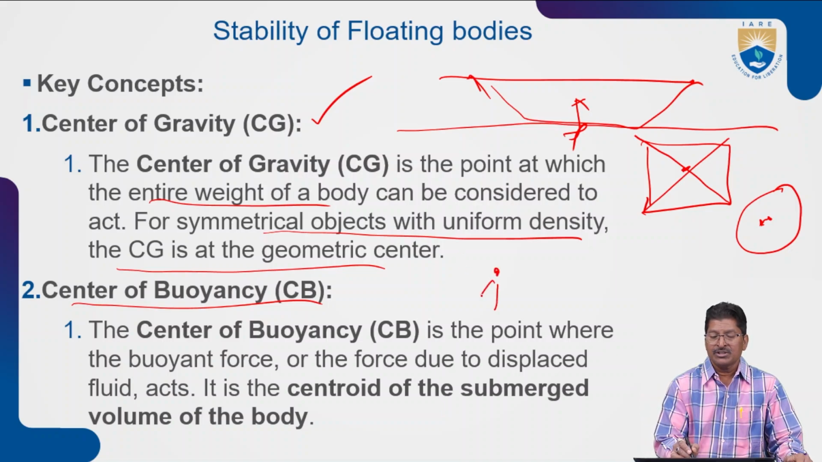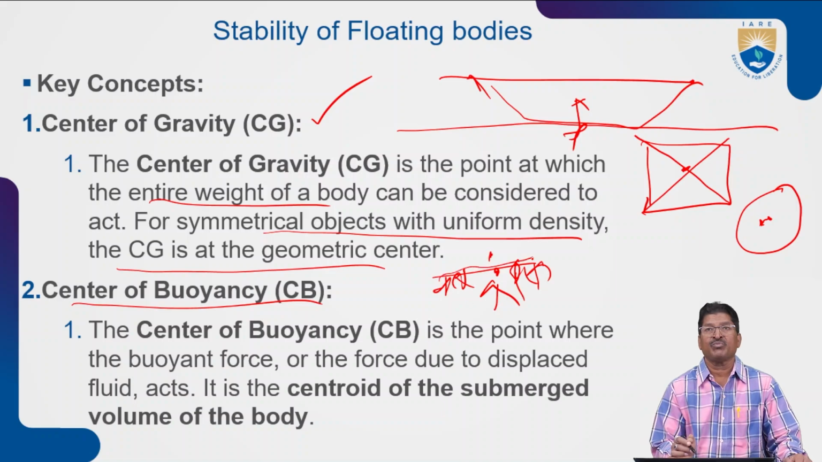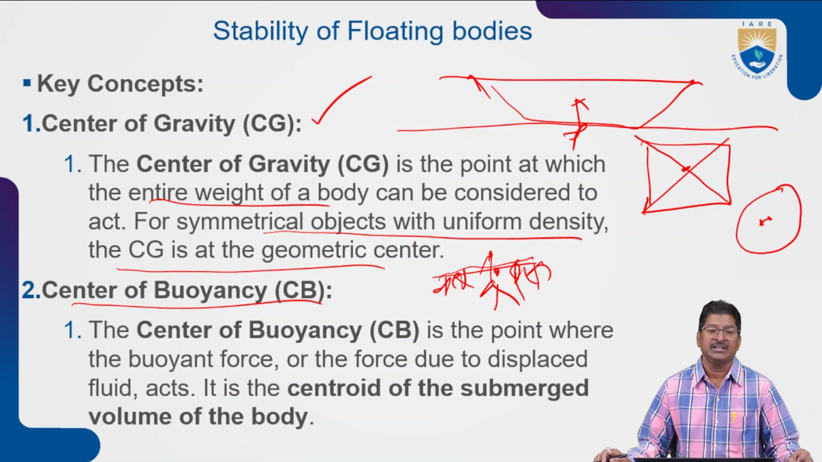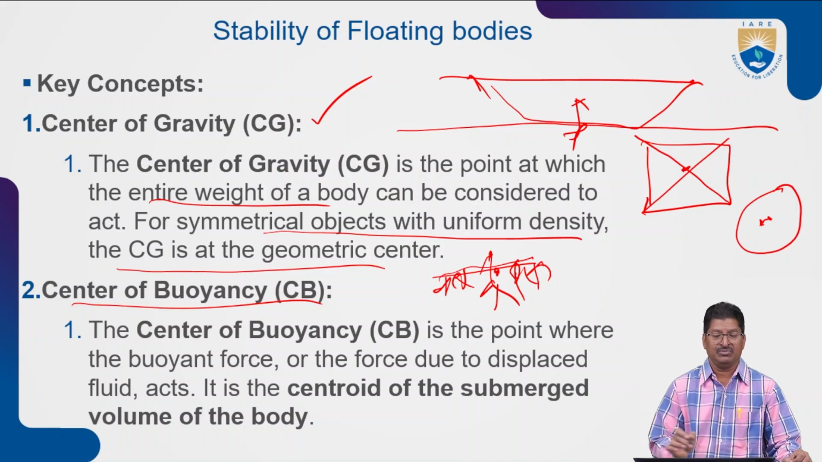So this one is the center. Of course, upward force will be there on the entire body, but there will be some point where the resultant of all these upward forces will act. That is called the center of buoyancy. So here CG is the center of gravity, CB is the center of buoyancy.